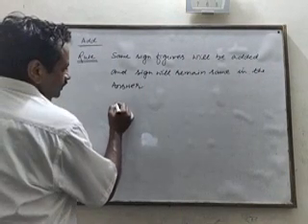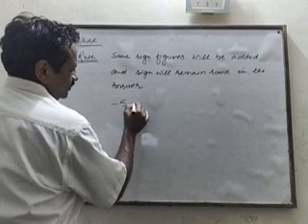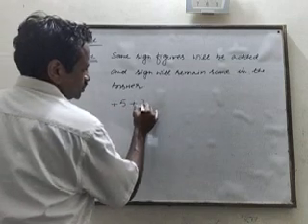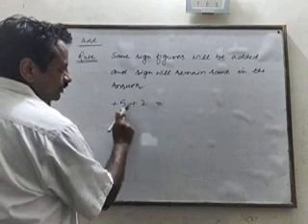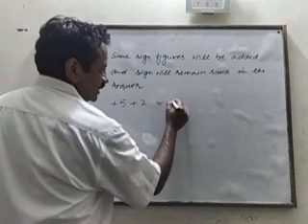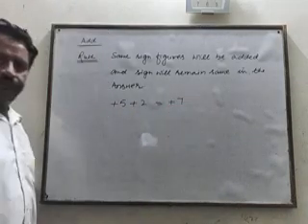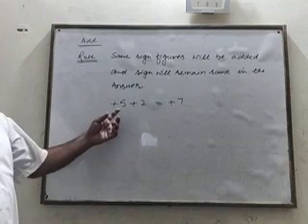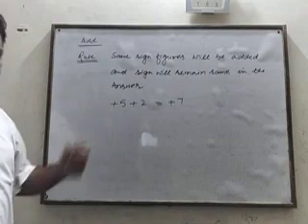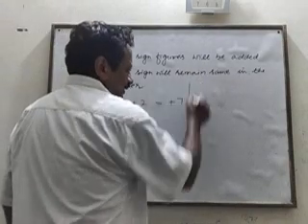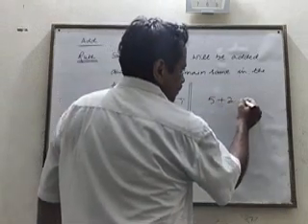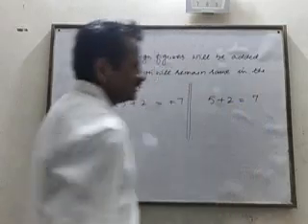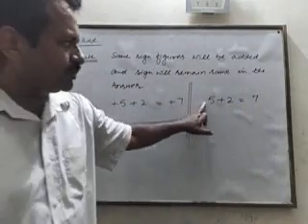For example, plus 5 plus 2: both will be added because both have the same sign. Plus 5 plus 2 is equal to plus 7. And because a plus sign at the start is not mandatory, we can write it like this also: 5 plus 2 equal to 7. We can remove this plus also.